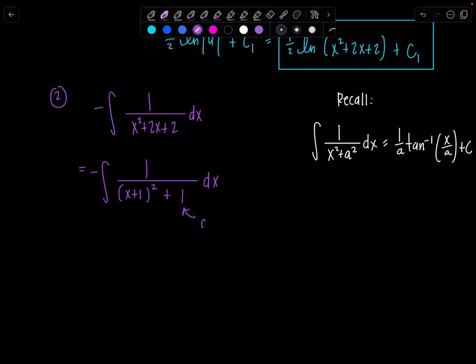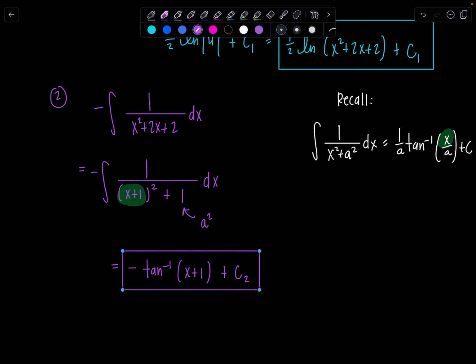This is a squared, and this is my variable quantity squared. So all of x plus 1 is going to be what I have as my argument for tan inverse. So the antiderivative here is going to be negative 1 over 1 tan inverse of (x plus 1) over 1, plus c2. That one's done. That was pretty relaxing, right? Look at us.